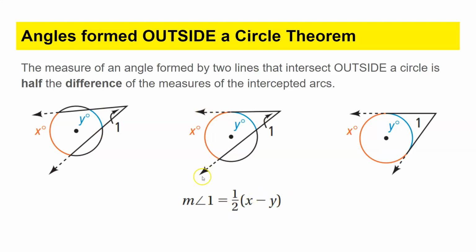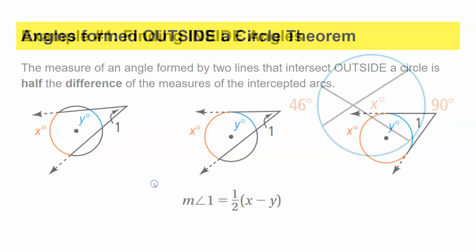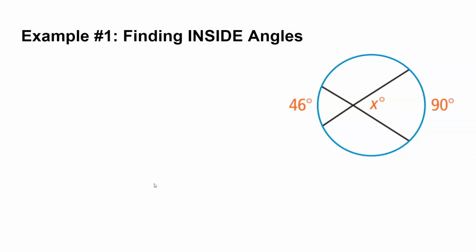If we look at the second example, we see we have a secant and a tangent, but that still made two arcs, x and y, that we can subtract. This third example has two tangent lines. So x is half the circle, y is the remaining part of the circle. So there are three different situations you could see, but for all of them, we're looking at the angle outside the circle. Let's try an example.